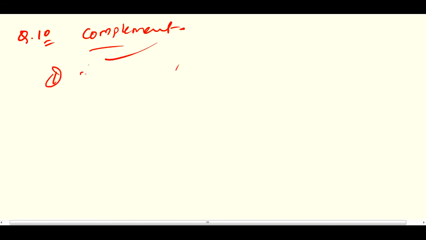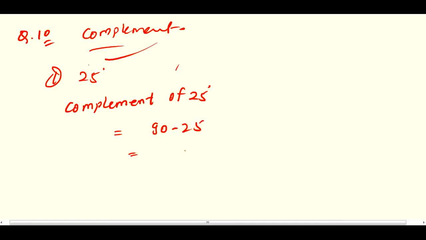Now question number 10. In question number 10, find the complement of the following. Again I am explaining the complement. Complement means what? 90 degrees. So the first question is 25 degrees. You have to write complement of 25 degrees equals 90 minus 25. So your answer will be 65 degrees. So you have to subtract in this way for finding the complement.